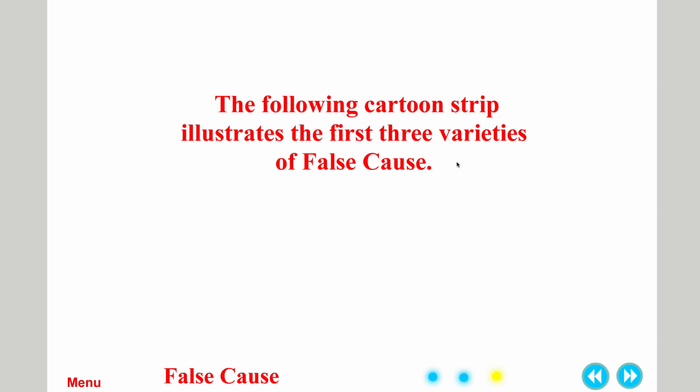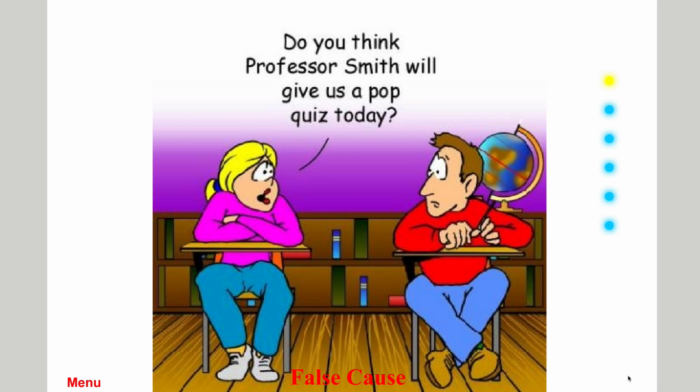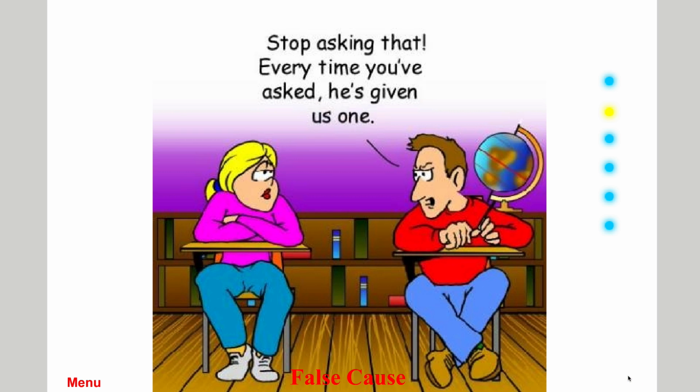So let's look at this comic strip in order to look at the 3 varieties of false cause. Do you think Professor Smith will give us a pop quiz today? Stop asking that. Every time you've asked, he's given us a quiz. Whether you ask or not does not mean there's a relationship there. Okay? That's non causa pro causa. That is when things happen over the same interval of time.